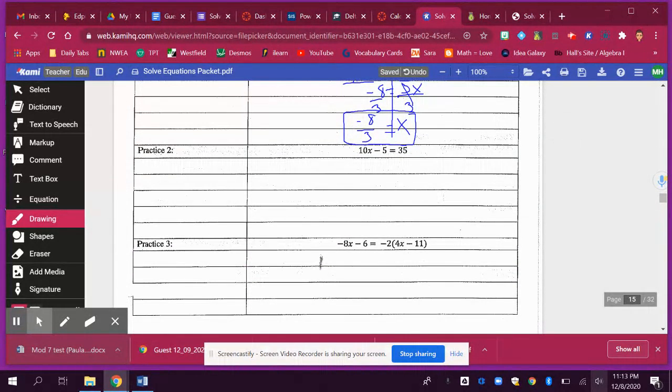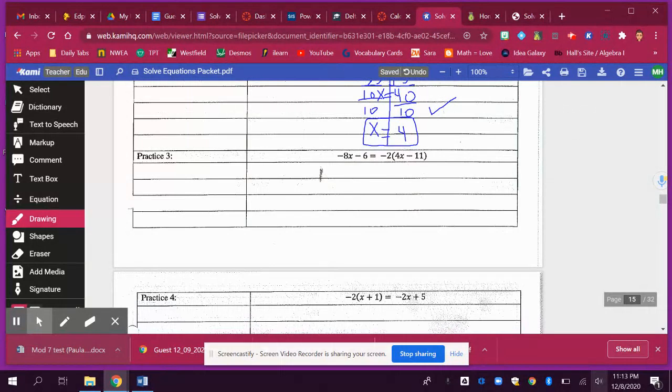Practice number 2 is just a two-step equation, it looks like. I don't see variables on both sides, so I'm just going to practice that two-step equation by adding 5. And I'm adding 5 because a negative 5 and a positive 5 equals 0. Gives me 40 on the right side. Divide by 10. I get x equals 4. Be sure you're showing each and every step. Notice step 1, step 2.